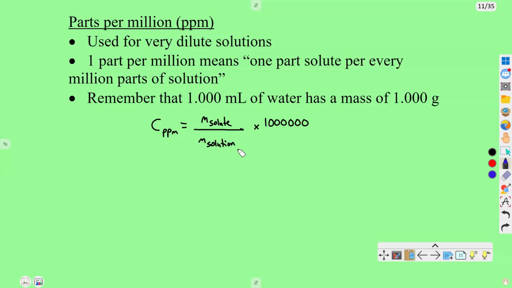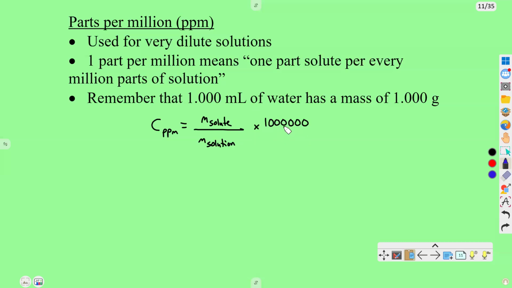Now, why are we using masses? Well, we need to remember that since water is going to be pretty much the only solvent we use, one milliliter of water has a mass of 1 gram. 1 liter, which is 1,000 milliliters, has a mass of 1 kilogram or 1,000 grams. So then we take the mass of the solute divided by the mass of the solution and multiply it by 1 million.